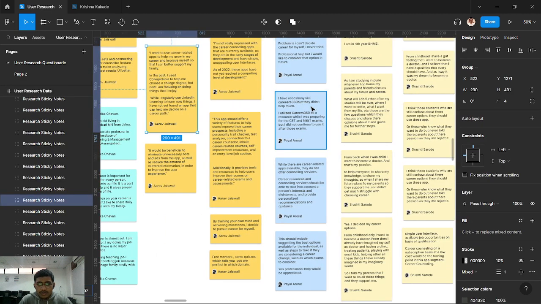I used many applications like Career 360, but they didn't help much. I utilized Career 360 as a resource while I was preparing for the CAT and NET exams, but I didn't continue to use it after those exams, because those applications are only for those exams. They are not for deciding which career you should choose in your life, and they are not guiding you for that. That's what I'm getting from this user response.